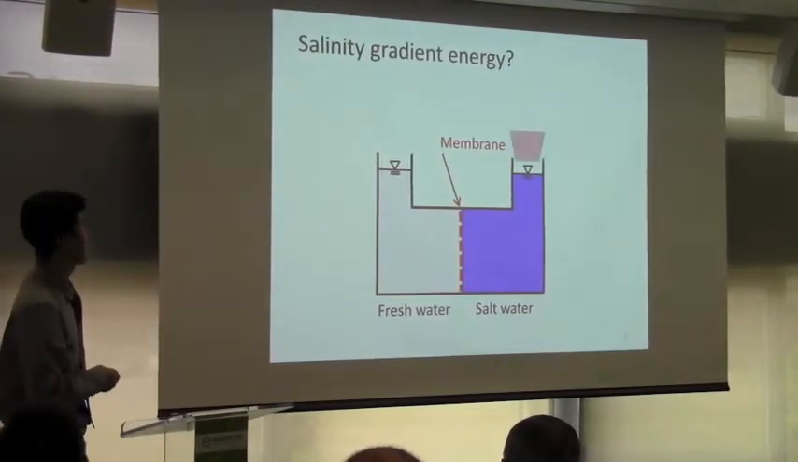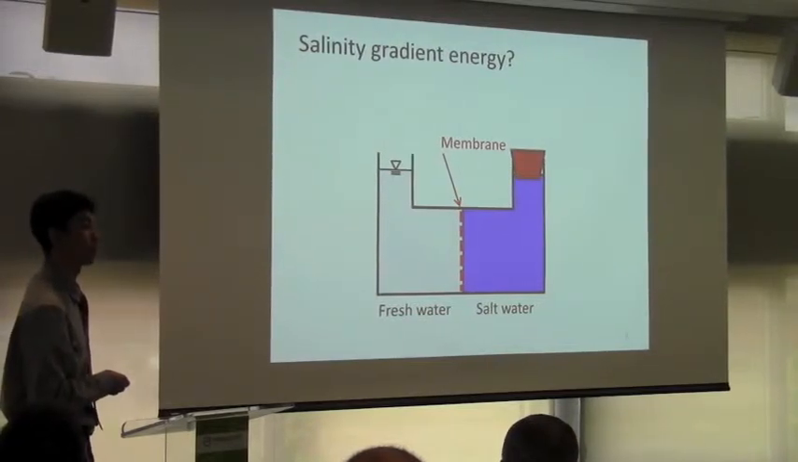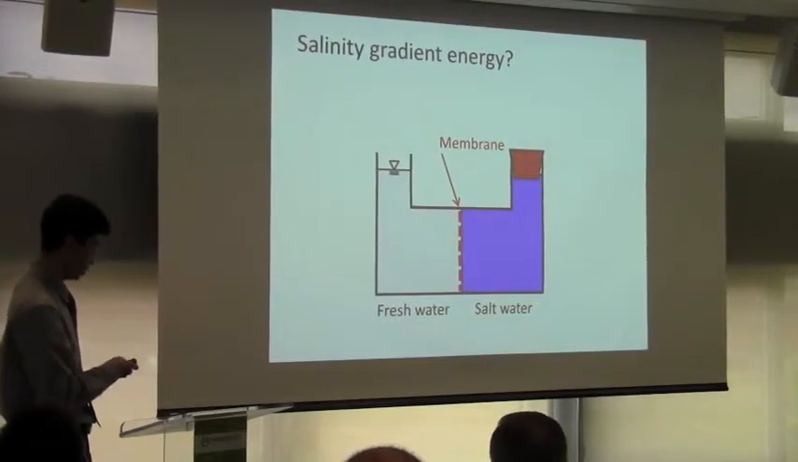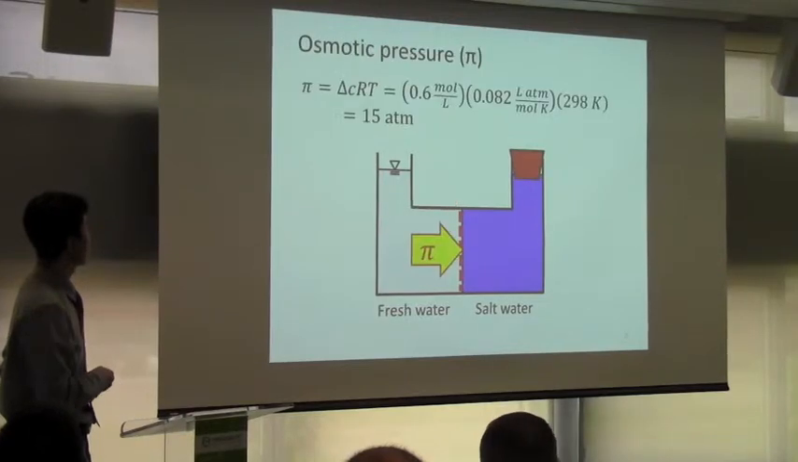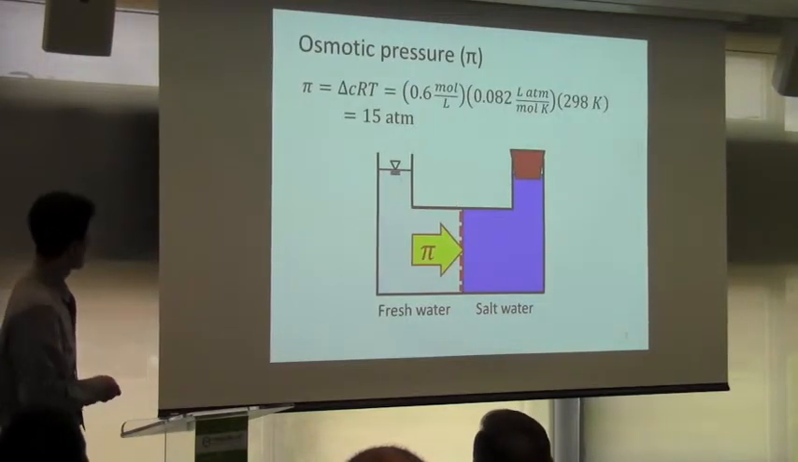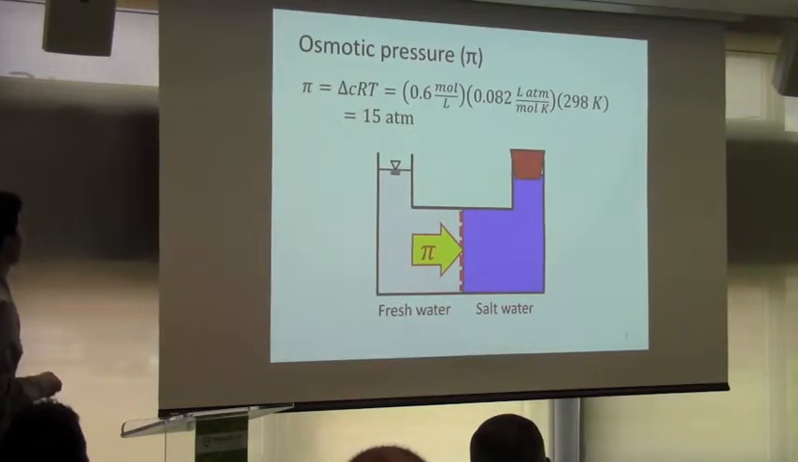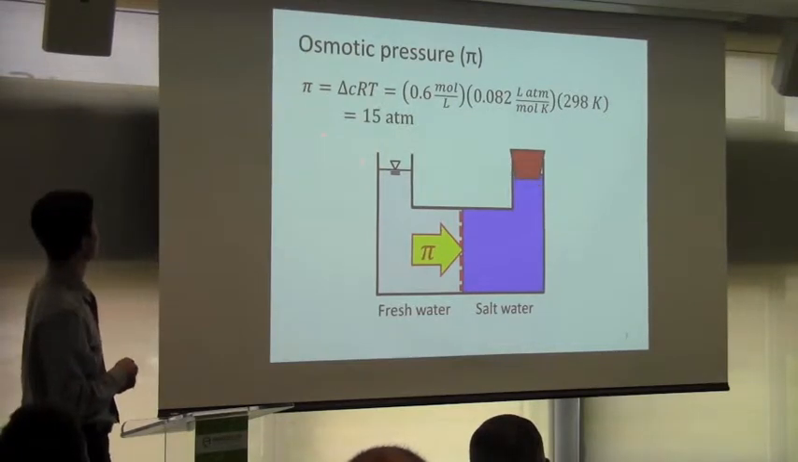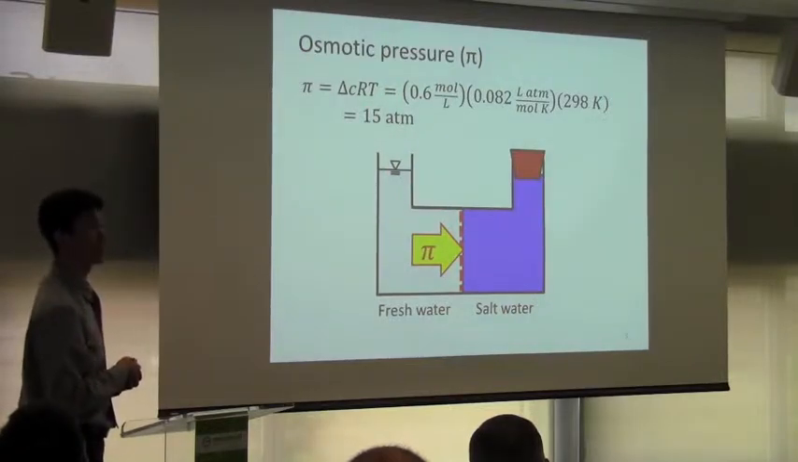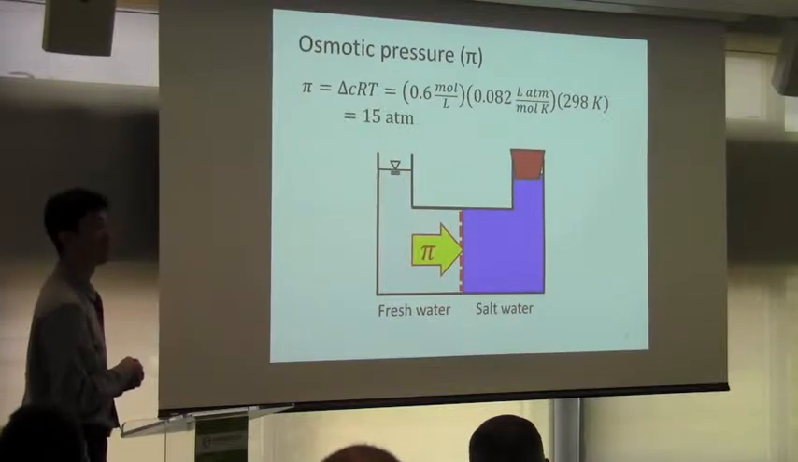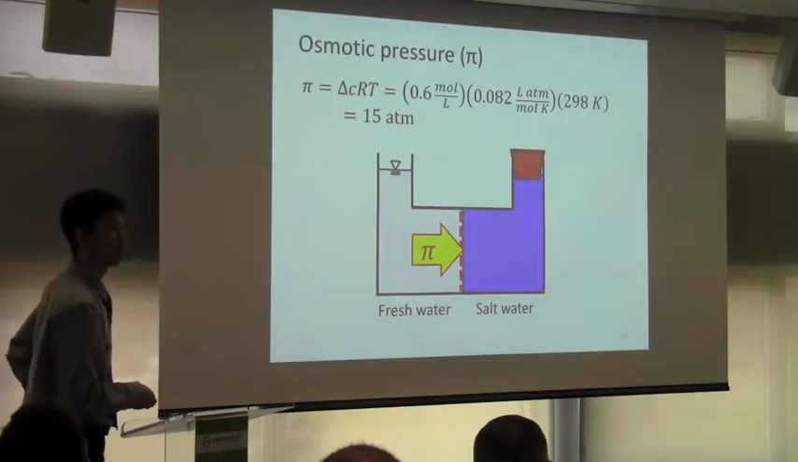Then what I'm going to do is close the salt water chamber so that I can hold the pressure in the chamber. If I leave it a little bit, then there will be osmotic pressure building up at the membrane into the salt water chamber. The total osmotic pressure can be calculated by this simplification, delta CRT. If you have typical seawater with 0.6 moles per liter of ions, then the osmotic pressure will be 15 atmospheres.